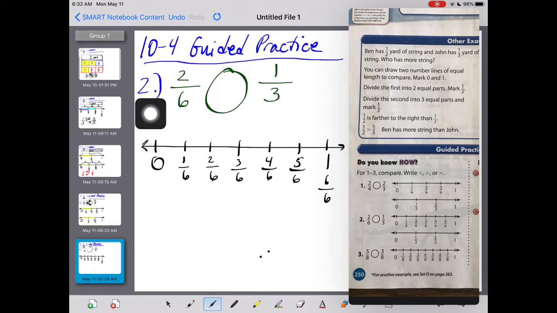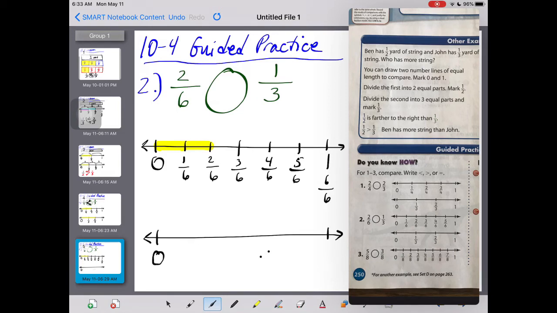Or 1 whole. Now we know that it's 2/6. So let's go ahead and highlight 1 plus 1 is 2. So it's gone that far. Now let's do a number line. The same. Make sure that number line is equal, guys.